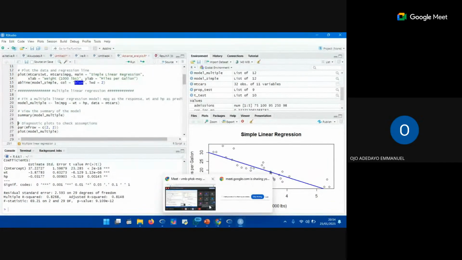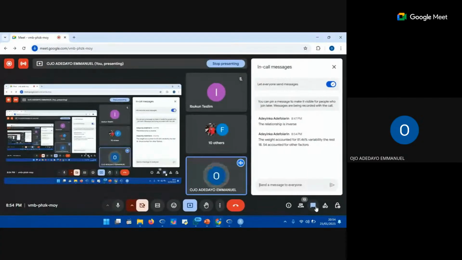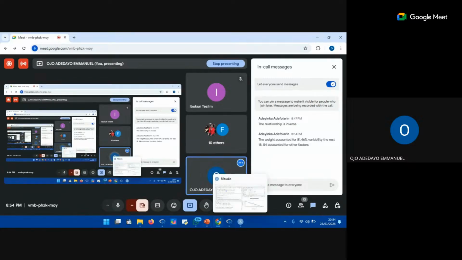81.48%. Then the remaining variability can be accounted for by what? The remaining percentage can be accounted for by other variables that are not included in this model. Someone said the weight accounted for 81.46% of the variability, and the rest is accounted for by other factors. Yes, you are right. So that is the interpretation for that.